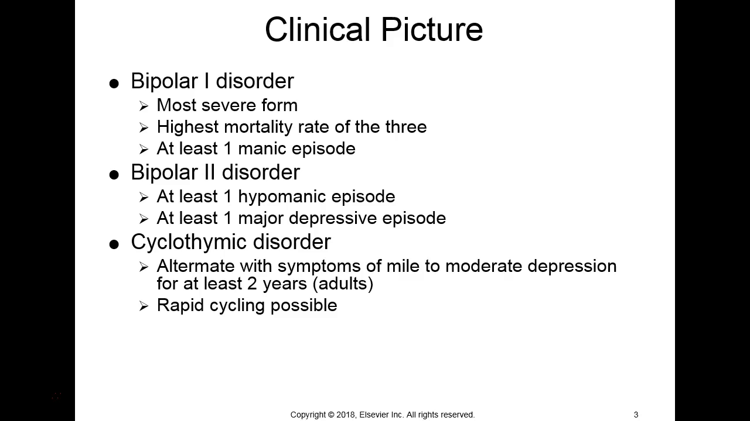Rapid cycling is also something that is very possible to happen in these types of mood disorders. Basically people can have very quick mood changes. They can have like 4 mood episodes maybe in a 12-month period, but they can also have mood changes even within a 24-hour period.